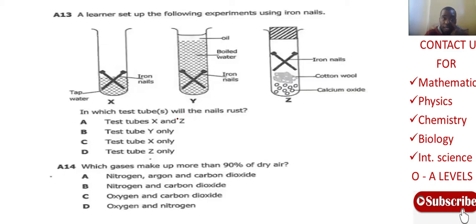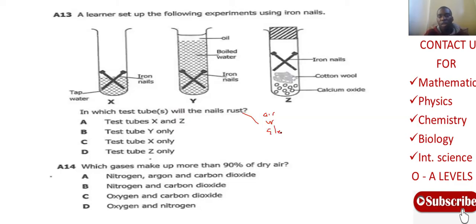Number 13, Elena set up the following experiment using iron nails. Here we have tap water and the iron nails. Here we have oil, boiled water, iron nails, and here we have iron nails, cotton, and calcium oxide. In which test tube will the nails rust? Now let's look at the three conditions that are necessary for rusting of iron. Rusting of iron requires air, water, and what we are calling an electrolyte.